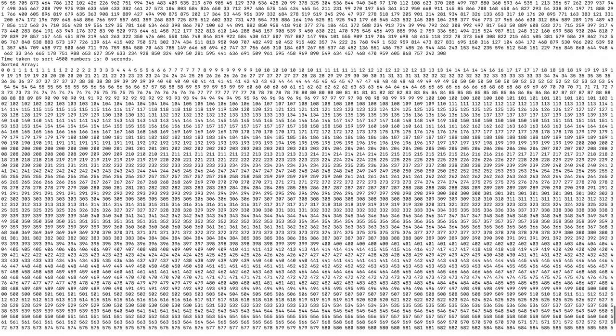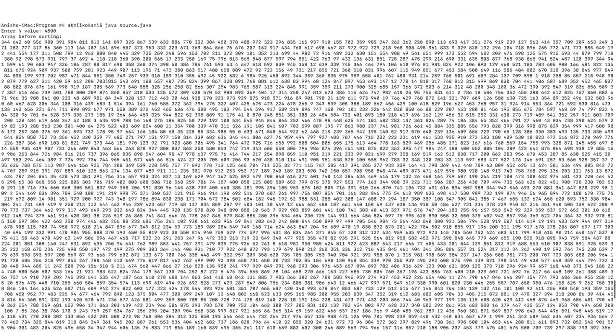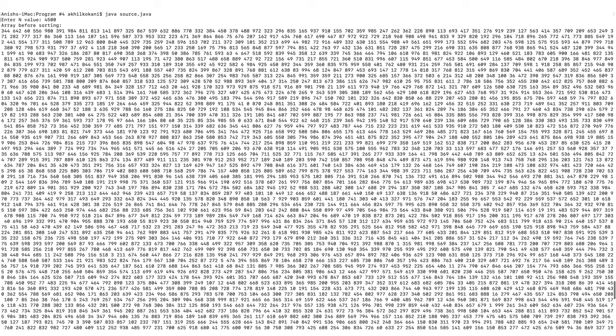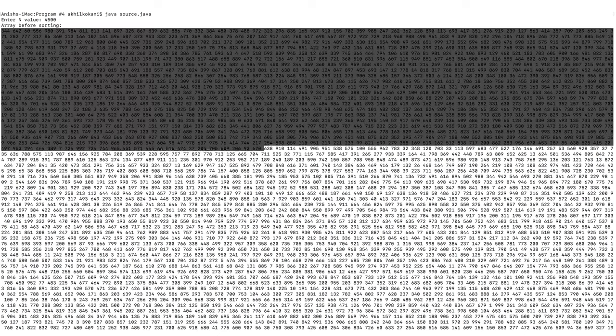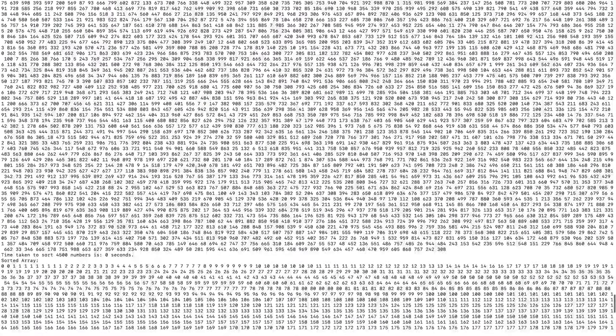Here all these elements are being sorted. If I scroll up a bit, okay, here we have entered the n value as 4500. It is displaying us the array before sorting. As you can see, we have 4500 values here. After this, if you look at this particular line, it is showing us the time taken to sort 4500 is still 0 seconds. That's quite impressive.